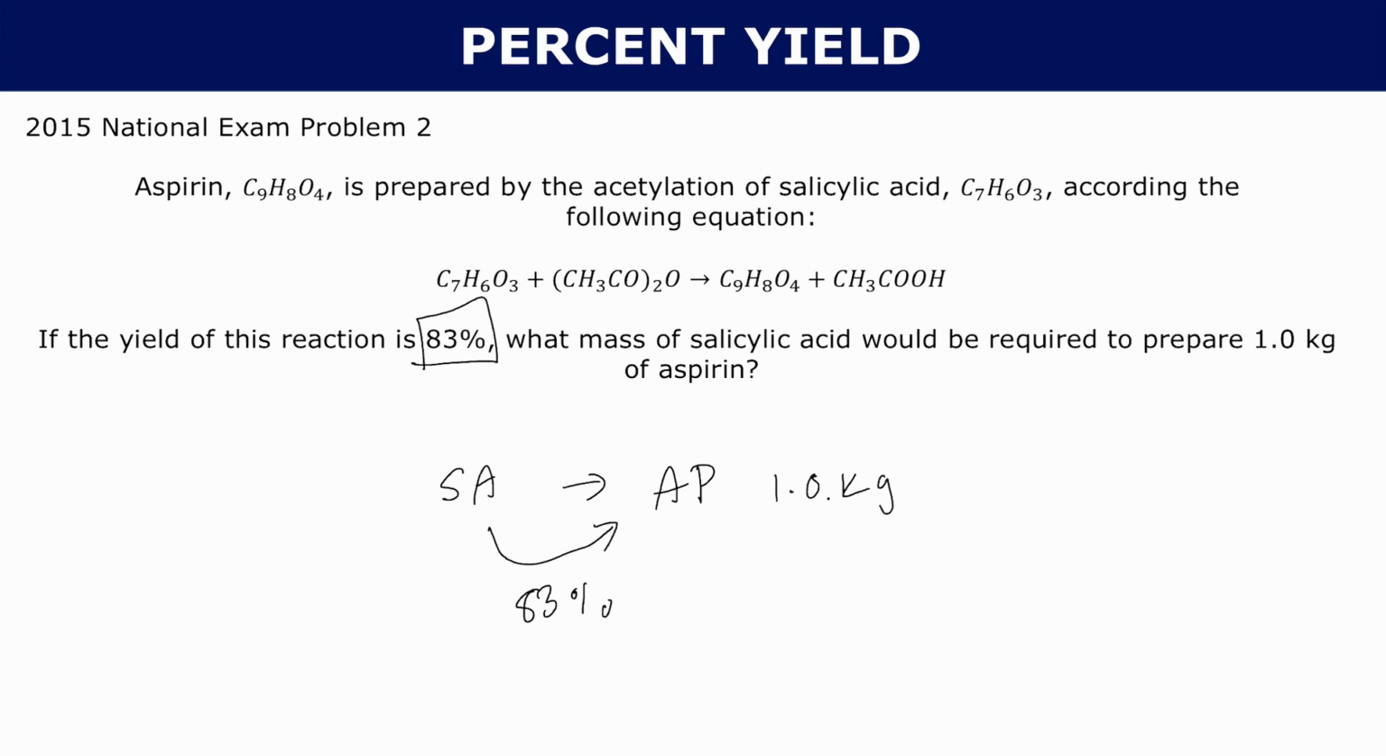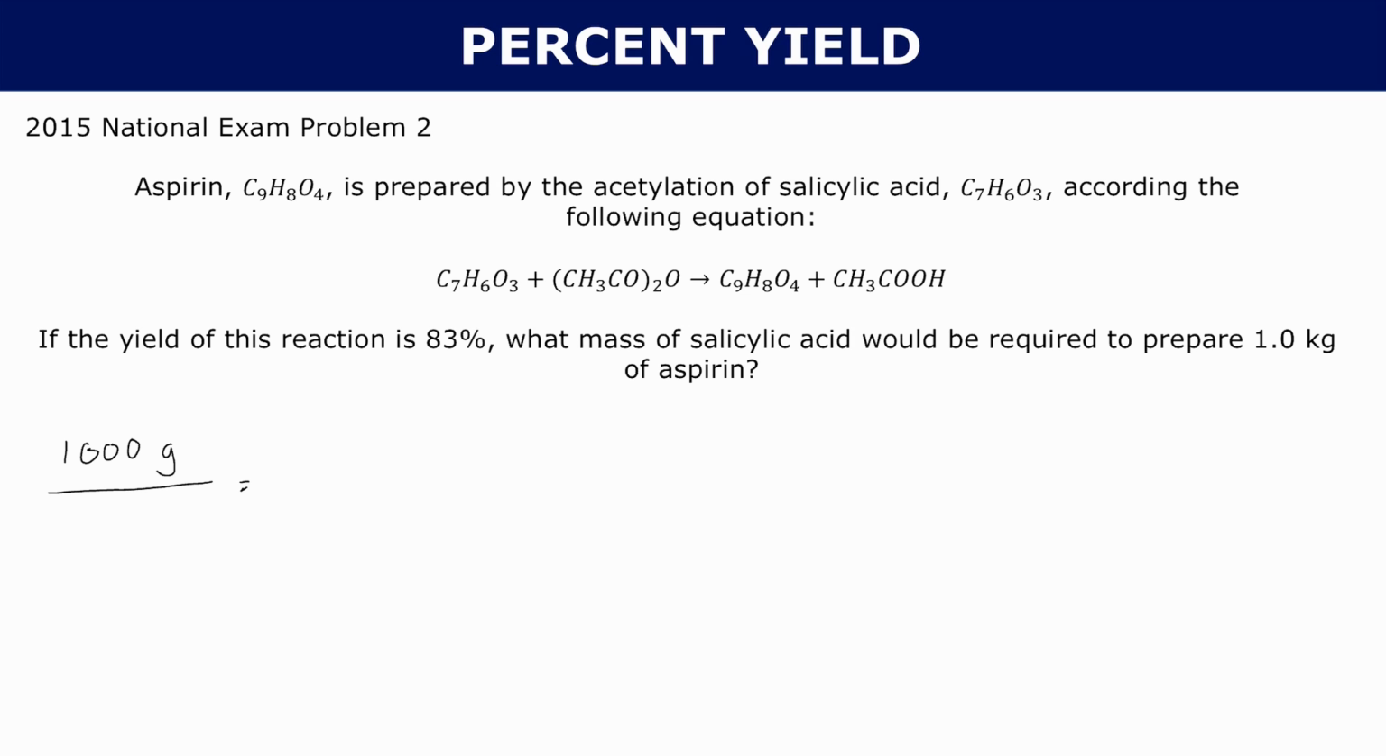So if we want to relate aspirin to salicylic acid, we need to first assume what happens if this transfer was 100% efficient. How much aspirin would be produced if this was 100% efficient? And then use that to relate it to everything to do with the salicylic acid. So let's do that. We know that 1,000 grams of aspirin is going to be 83%. If we set up this proportion and solve for x, x represents how much aspirin would be produced if this reaction was 100% efficient.